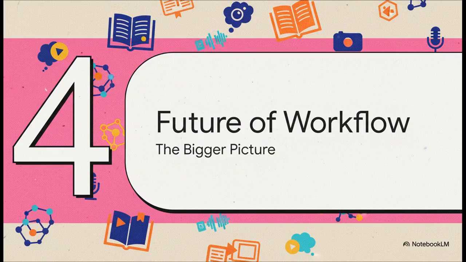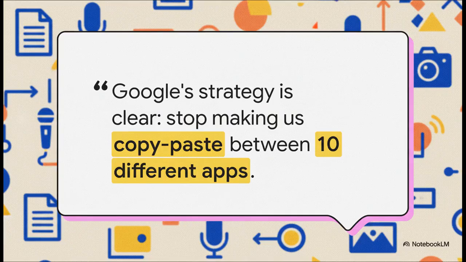So let's pull back for a second. What does this all mean? When you add it all up, it's not just a few cool new features. It's about changing the entire way we work. I saw this quote from an analyst that just hits the nail on the head. Google's strategy is pretty clear. They want us to stop the copy-paste madness. They're building one central workbench, one place where your knowledge and your creative output are directly connected.